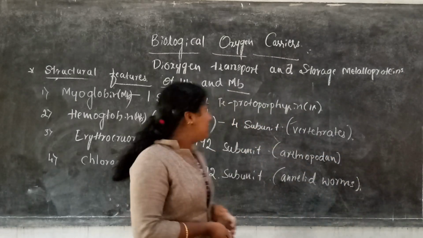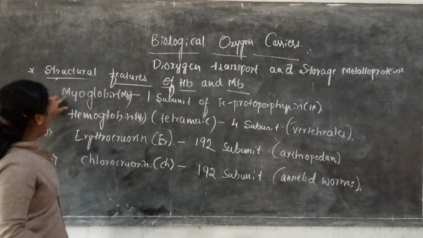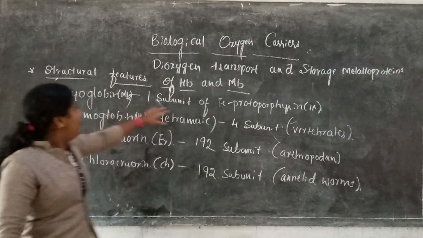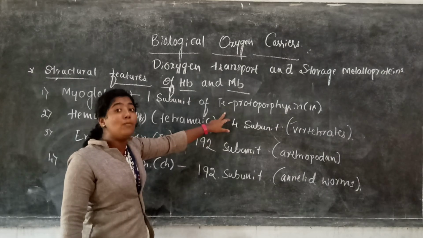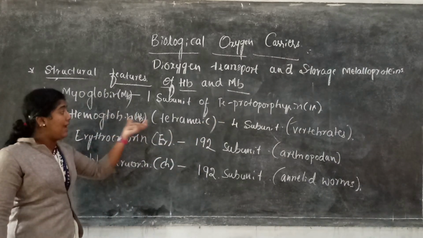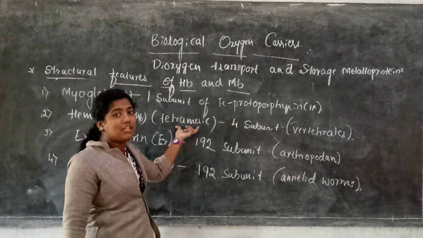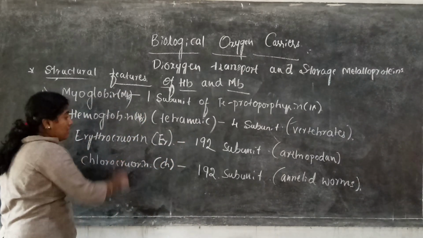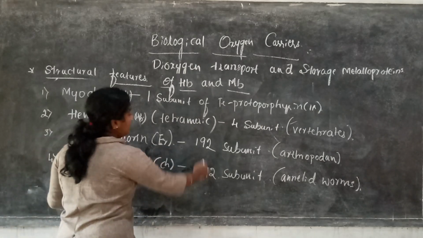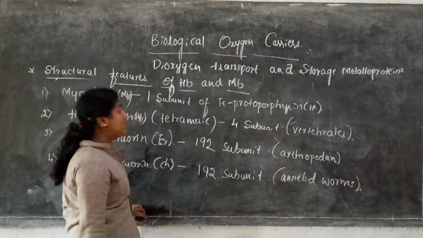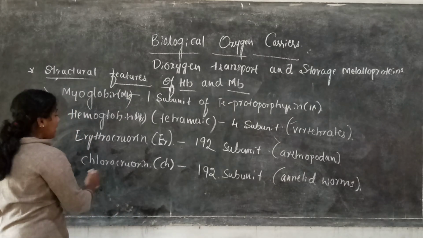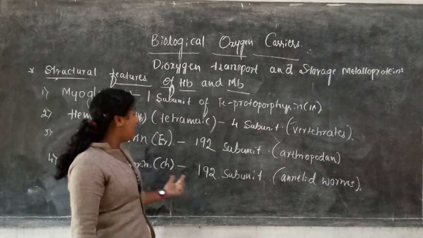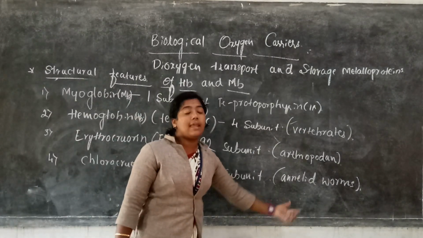So the first one is myoglobin. It contains a monomeric subunit. Then hemoglobin acts as a tetramer, meaning it contains 4 subunits, in the invertebrates family. Then the third is erythrocruorin, which contains 192 subunits in the arthropod family. The last one is chlorocruorin, denoted as CH, with 192 subunits in annelid worms.